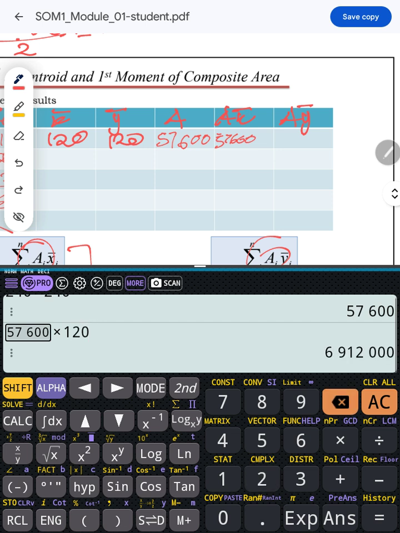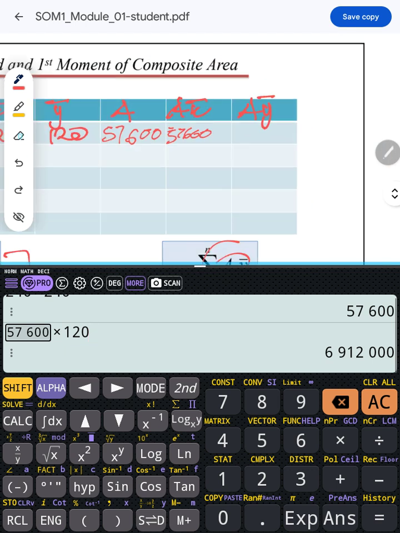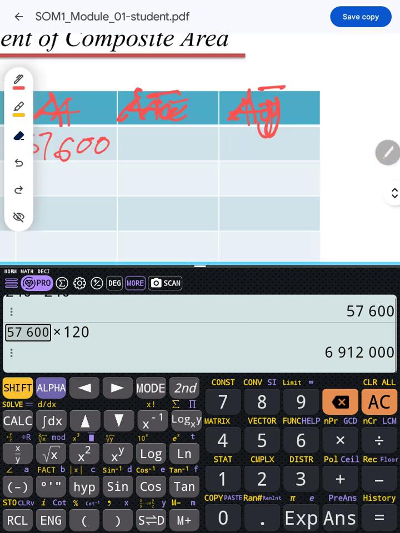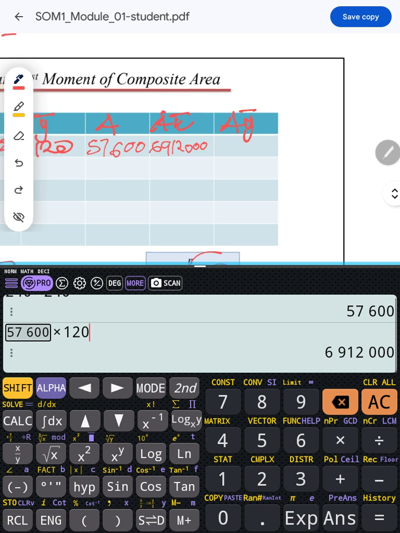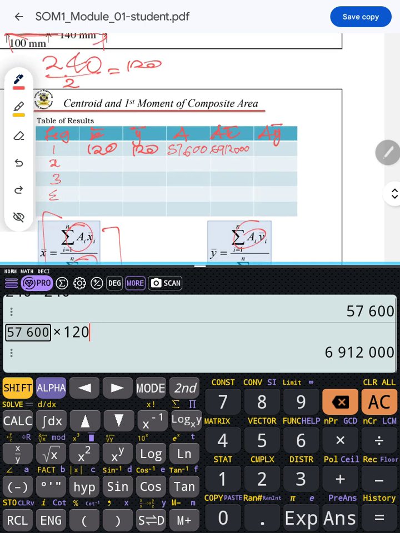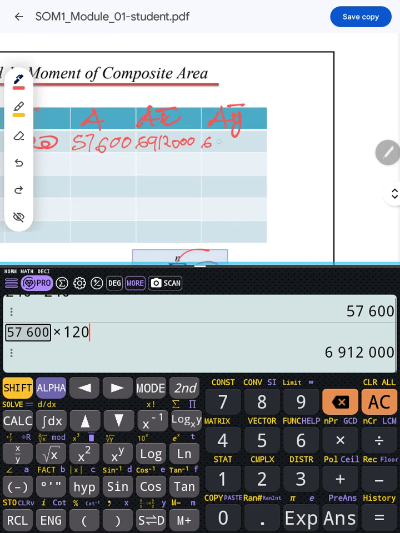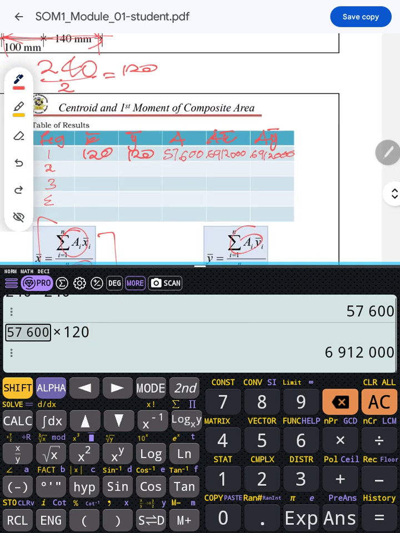So we're getting 6912 and then 3 zeros. Okay, so that'll be 6912 and then what? 1 2 3. Right. The same for the AY. The area is just the same, so the values are the same. So 6912, 1 2 3. Right.